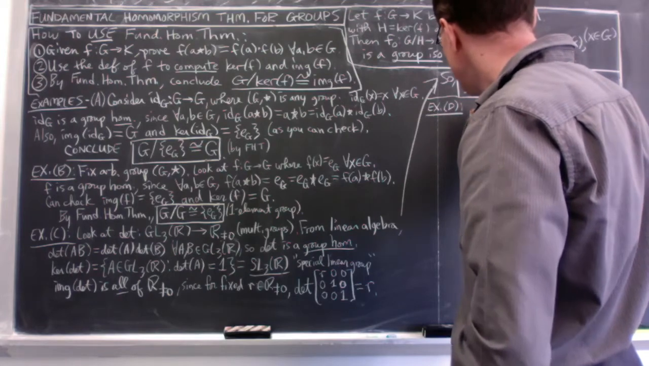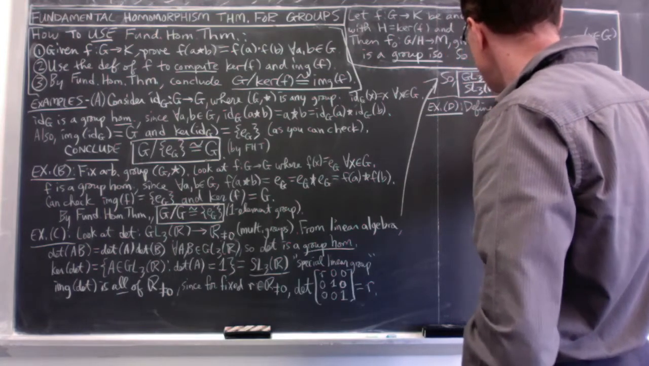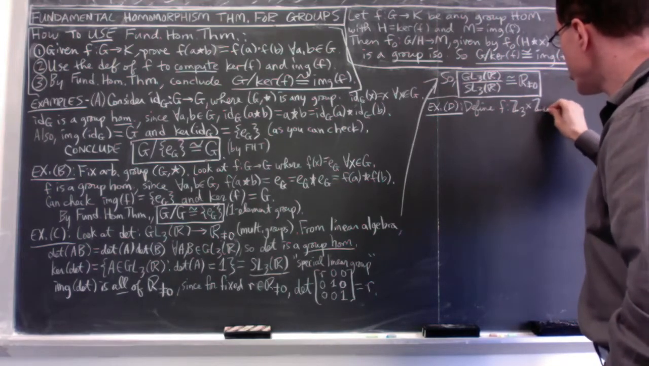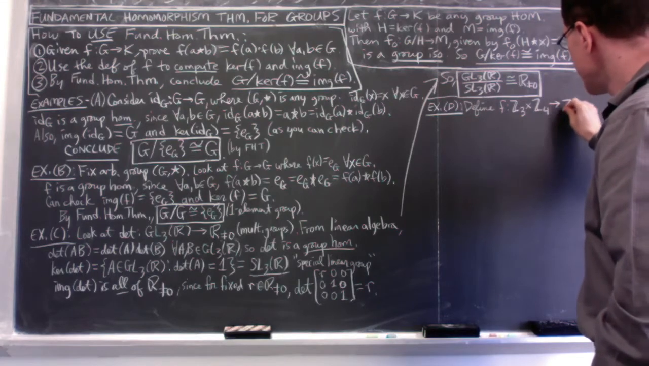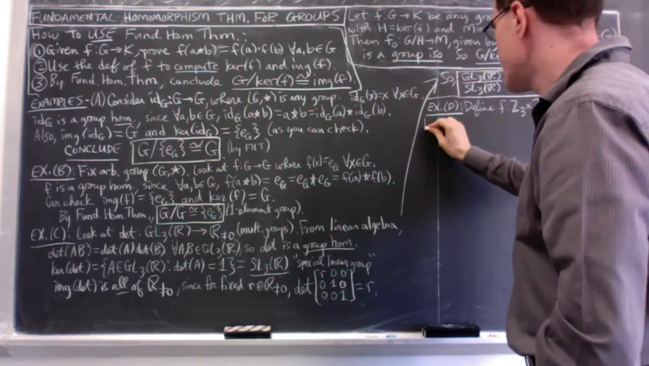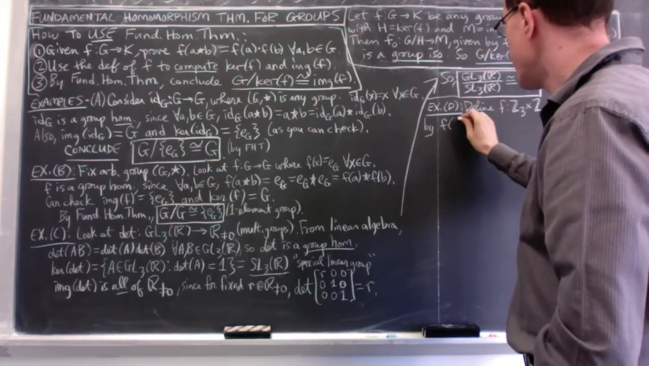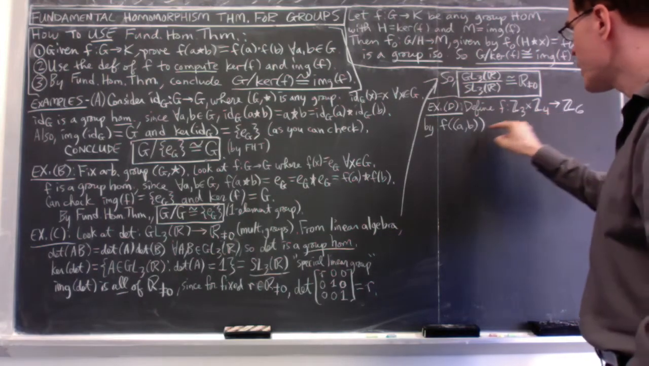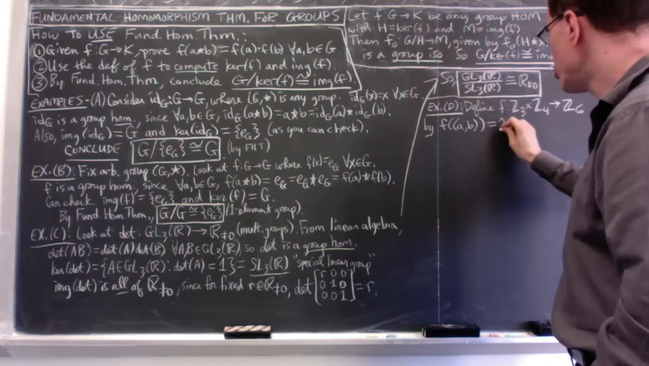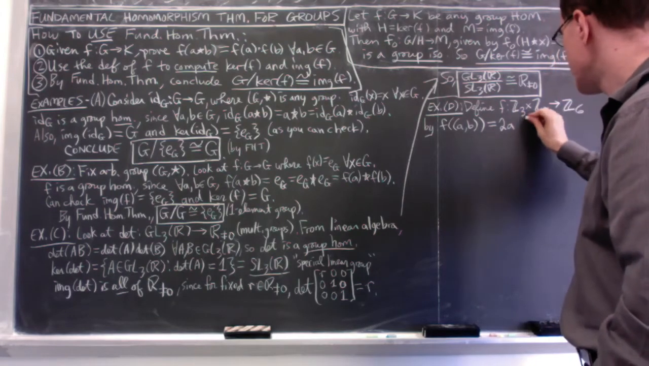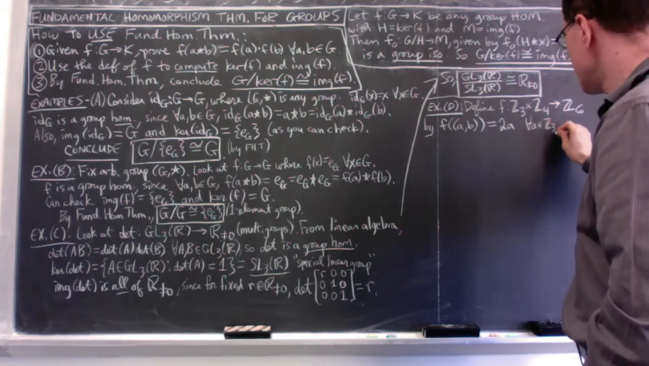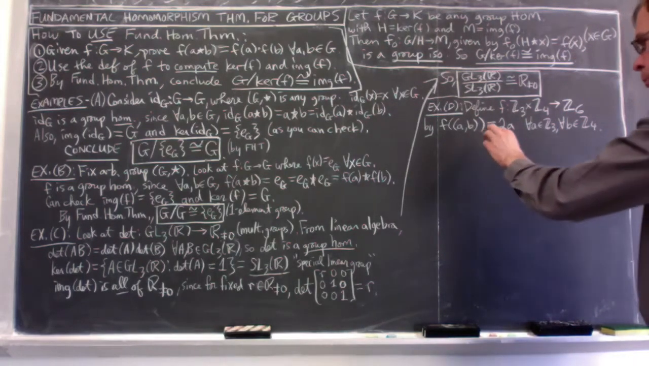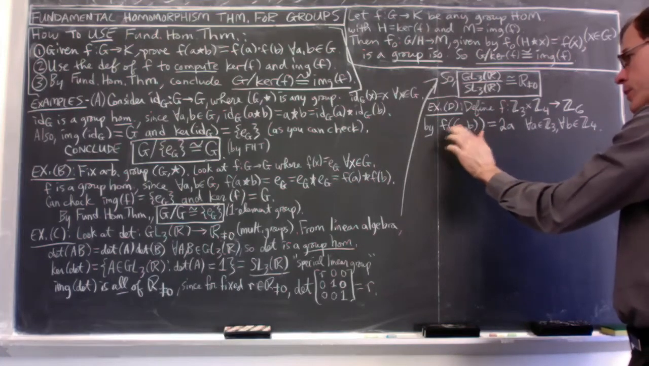Example D. Let's look at a function. I'll just call it f again. It's from Z3 cross Z4, the product group, to Z6. And it's going to take an ordered pair, AB, where A is in Z3 and B is in Z4, and it's going to just send that to 2A. That's my definition. And this is very similar to something we had before, I think, where I didn't have the B. It was just f of A equals 2A.